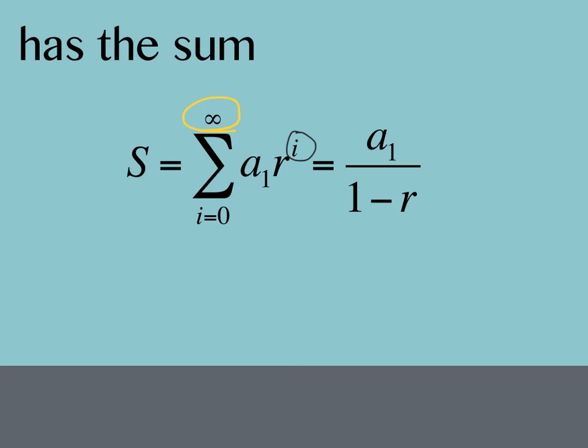But again, this is infinite at the top. The a sub 1 comes from the 1 that is not raised to a power. The r is the one that's raised to the power. Those are the only two things you need out of the summation for infinity. And it's a sub 1 over 1 minus r.